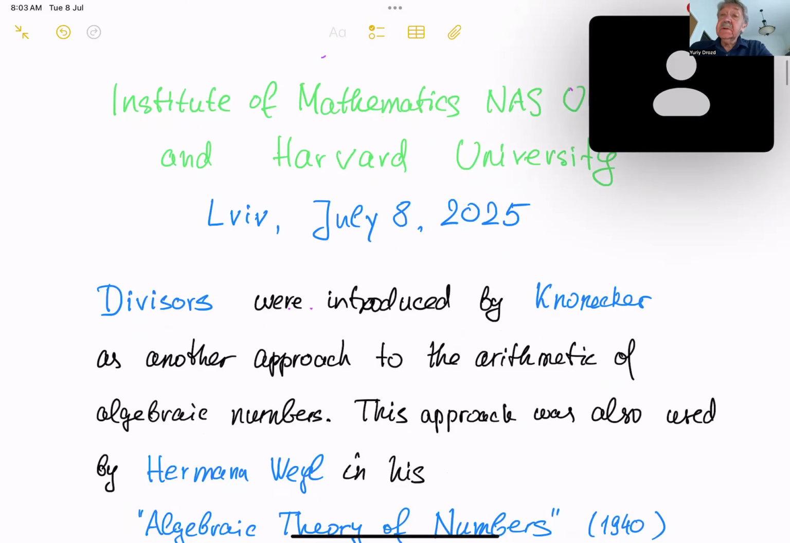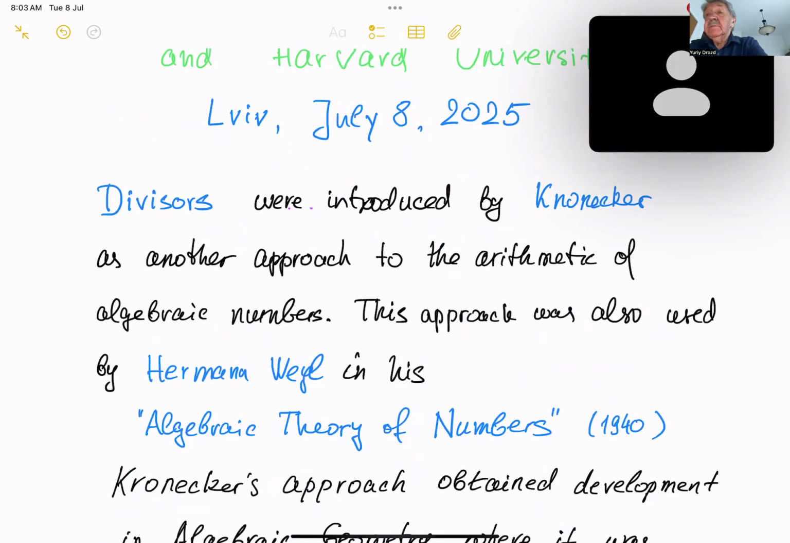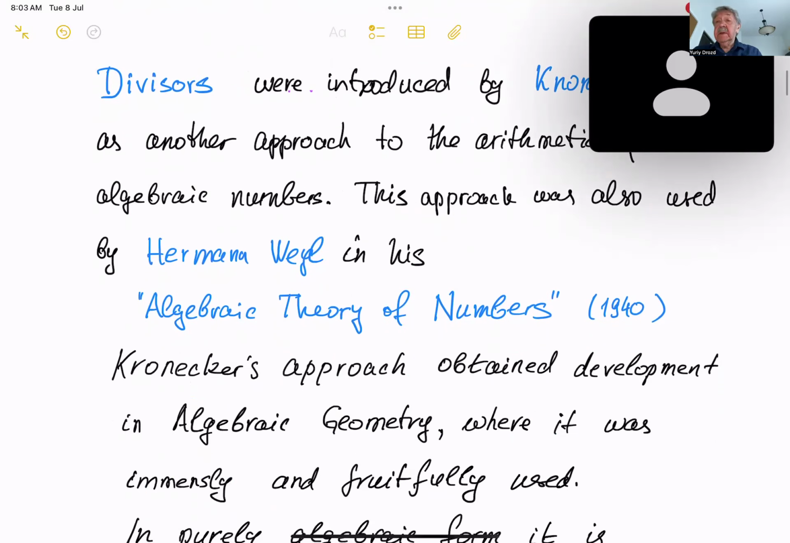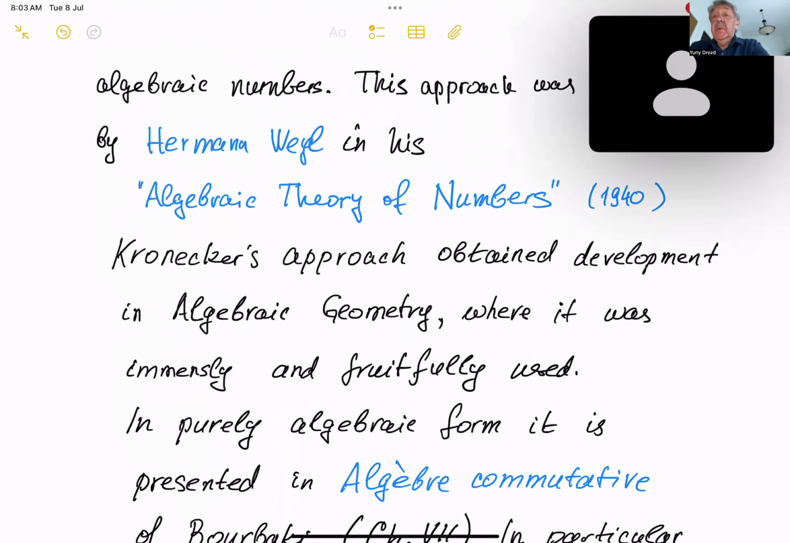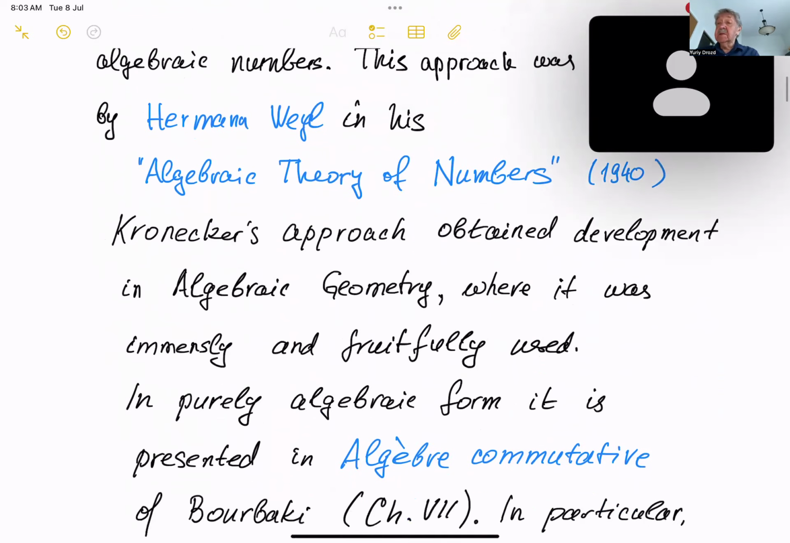I recall that divisors were introduced by Kronecker as another approach to the arithmetic of algebraic numbers. This approach was also used by Hermann Weyl in his algebraic theory of numbers. And Kronecker's approach obtained development in algebraic geometry, where it was immensely and fruitfully used. In purely algebraic form, it can be found in Bourbaki's Algebra Commutative, chapter 7.